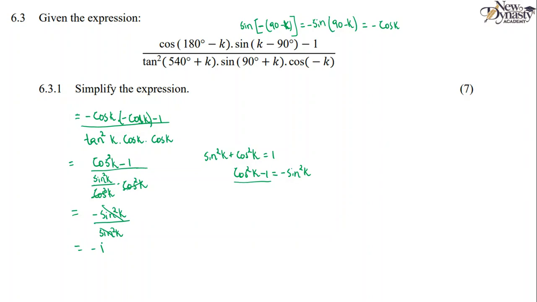You need to be familiar with what is happening in the CAST pattern. Angles that are greater than 360, like in this case we had our 540 greater than 360. So how did I get tan squared k? I subtracted 360 from 540 and I got 180. 180 plus k is in the third quadrant where tan is positive, so that is why it just remains tan squared in this case. And yeah, the co-ratios, 90 plus and minus, and the negative angles, these are the things that you really need to know how to work with.